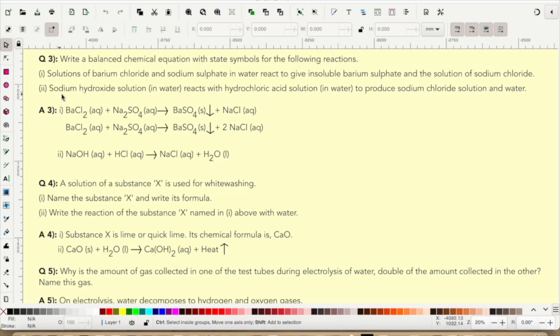Second part. Sodium hydroxide solution in water reacts with hydrochloric acid solution in water to produce sodium chloride solution and water. We will write NaOH for sodium hydroxide, HCl for hydrochloric acid, NaCl for sodium chloride and H2O for water. For aqueous solution, we will write Aq next to NaOH, HCl and NaCl. Next to H2O, we will write L, that is liquid. You will notice that this chemical equation is already balanced.